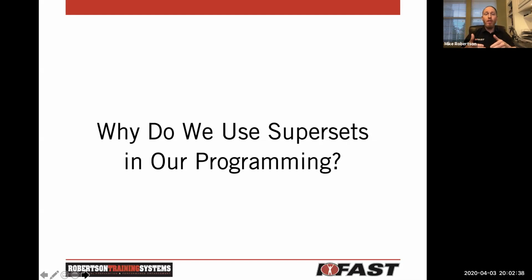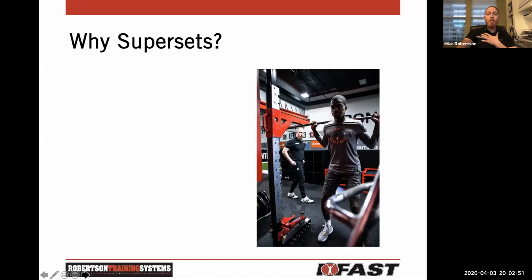But what I want to focus on here are a handful of different strategies that you guys can use. Some of them you'll be familiar with, and some of them may be a little bit more unfamiliar, but things that you want to try when you get in the gym. So when it comes to supersets, and you ask somebody, well, why do you use supersets in your program? You're going to get a lot of answers.